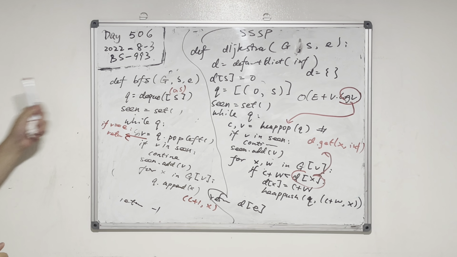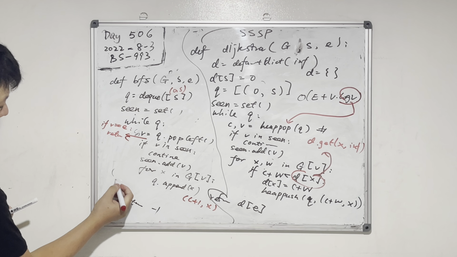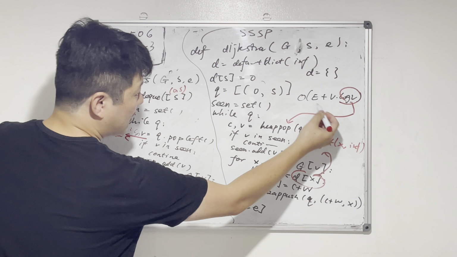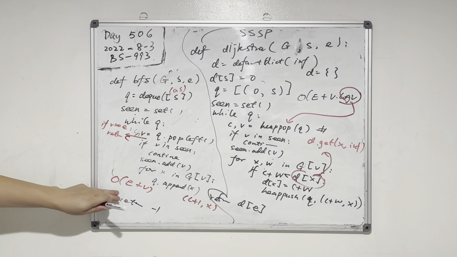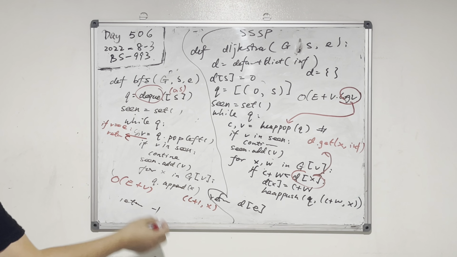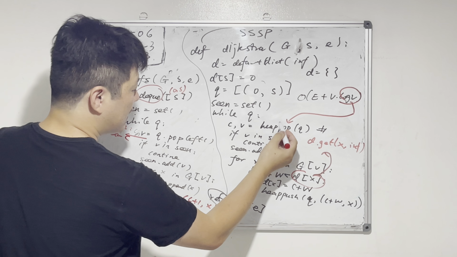Right? Breadth search, the time complexity is O(E plus V). Dijkstra, O(E plus V log V). In the worst case, all the edges and vertices will be explored by breadth search. Right? And here, we're using the deque. Here, we're using the heap.